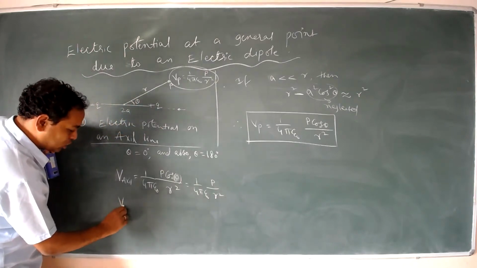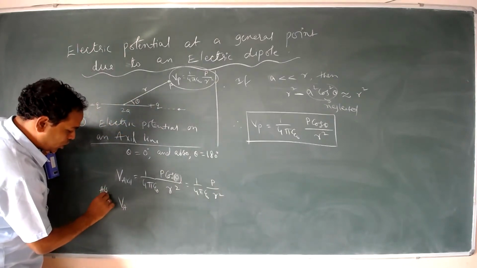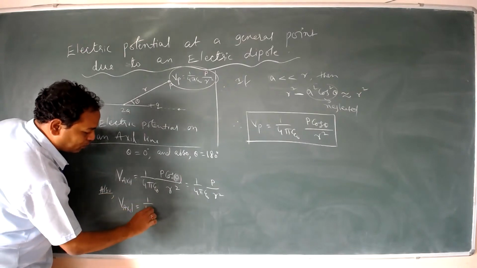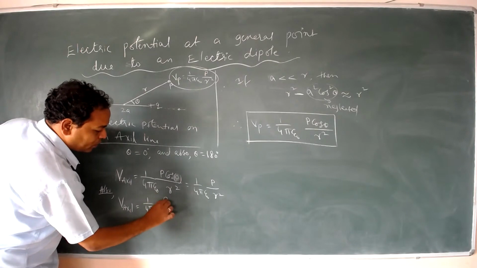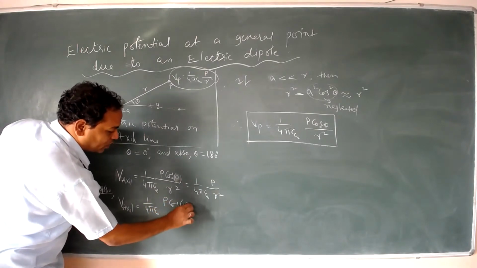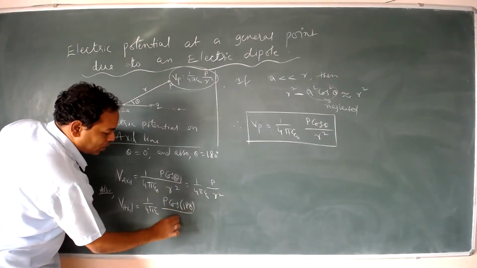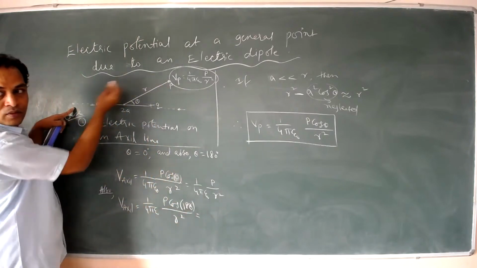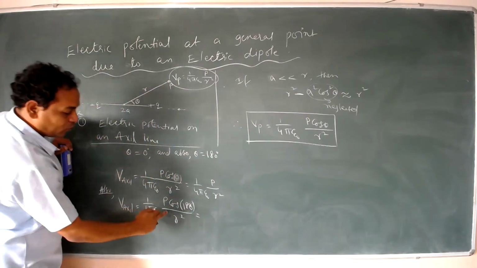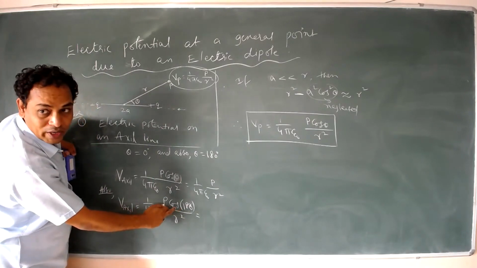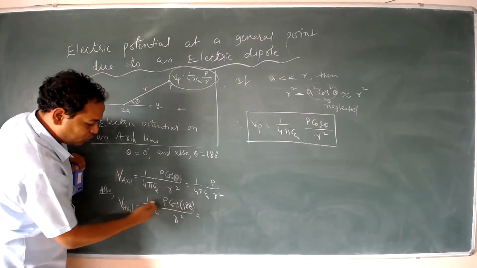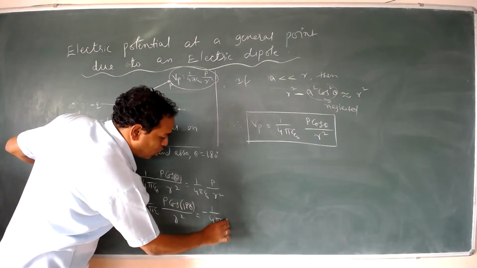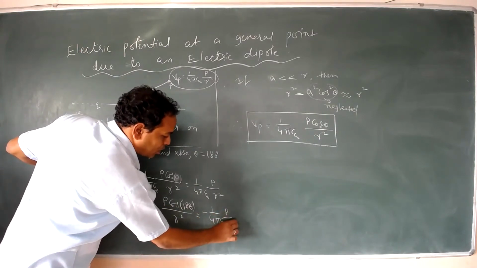If I suppose also V axial is equal to 1 by 4 pi epsilon naught into P of cos of 180 degree by R square. 180 degree means at this point. Then for this I will get what? Cos of 180 is minus 1. Therefore it will become minus of 1 by 4 pi epsilon naught P by R square.